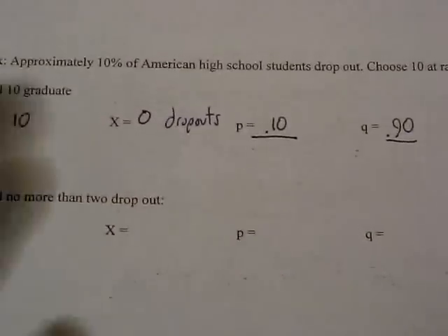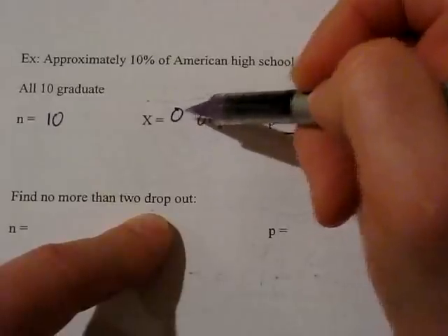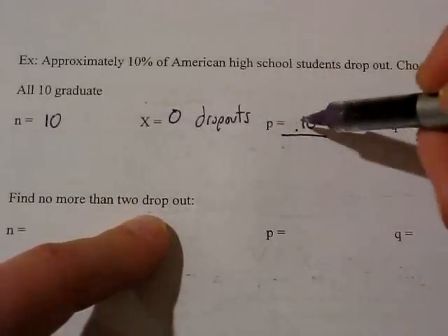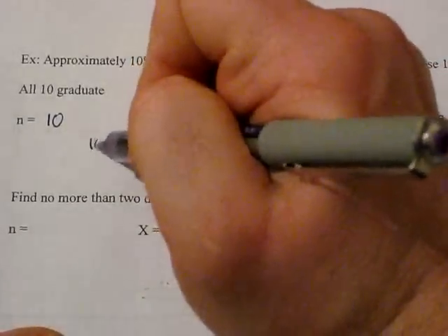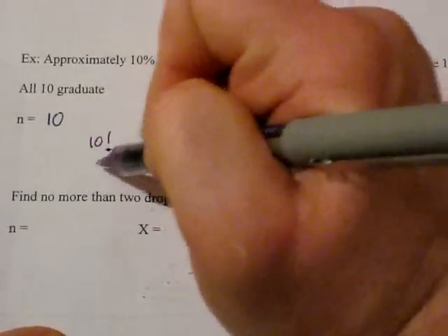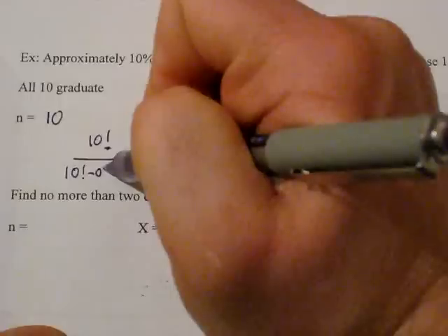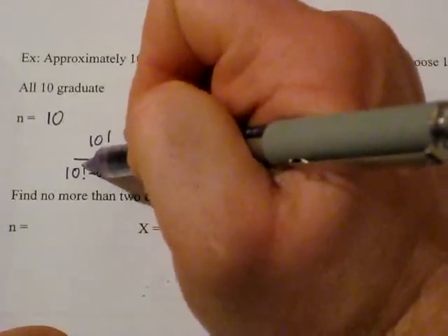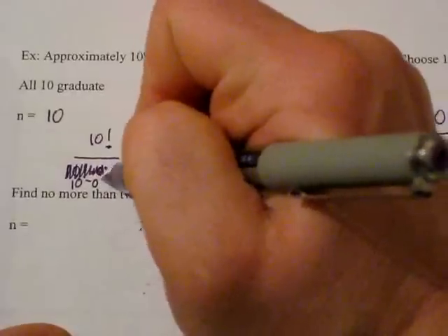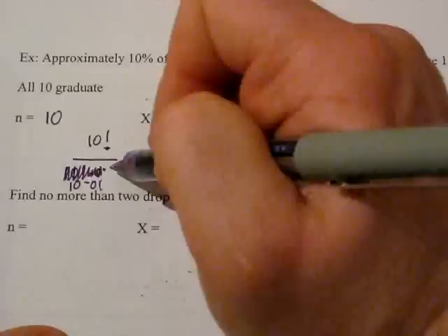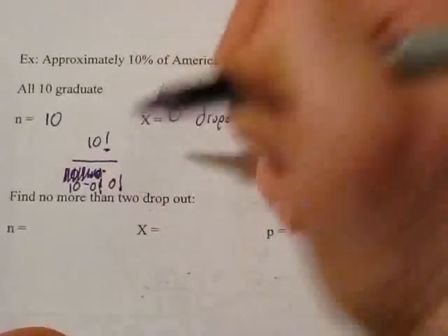And that's, again, it feels backwards, doesn't it? But the reality is I want to test my dropout rate, and I want 0 dropouts in my 10 subjects. So here we go. We're going to have 10 factorial, because that's my n, divided by 10 minus 0 factorial. I'm sorry, I put that exclamation point there way too early. 10 minus 0 factorial, and then multiply that by 0 factorial. Now 0 factorial by definition is 1.